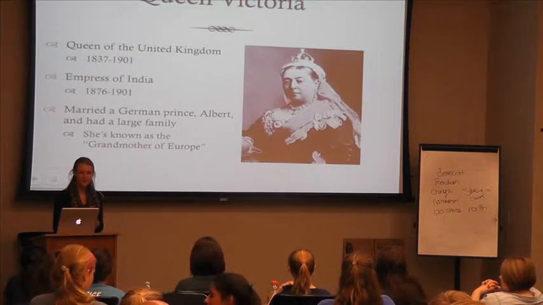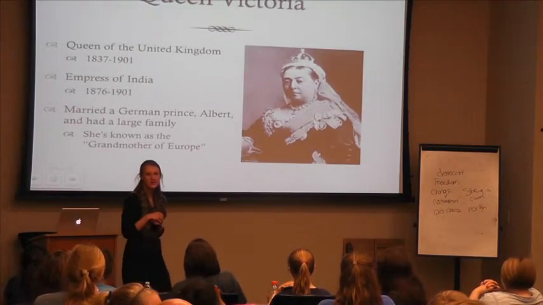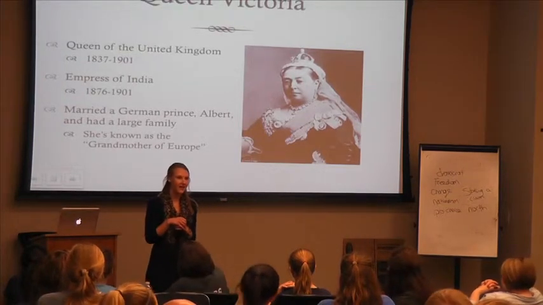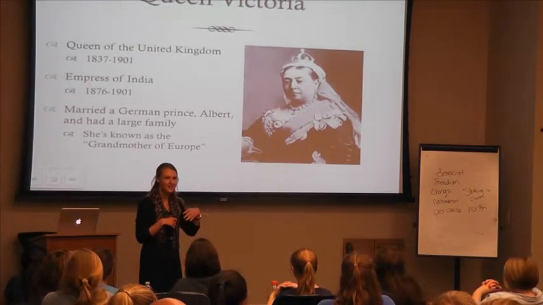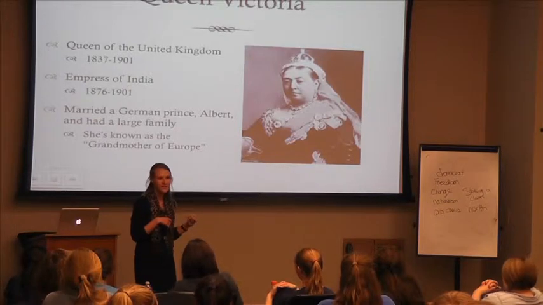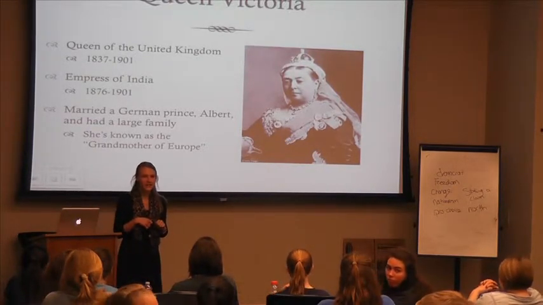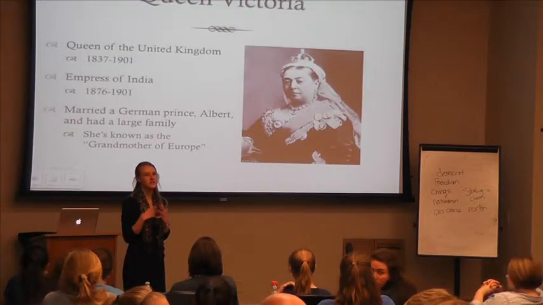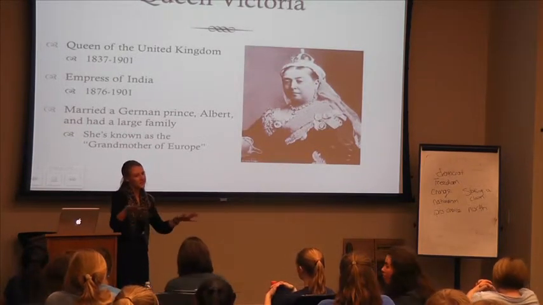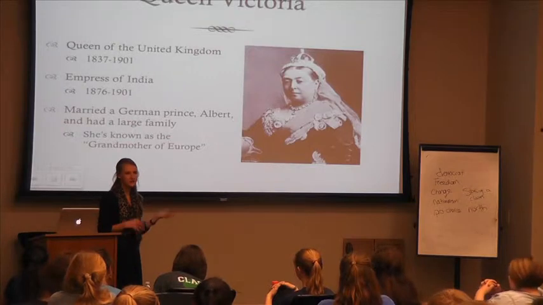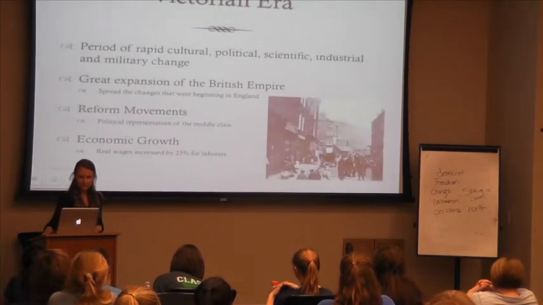And she was also married to a German prince who was her first cousin, Albert. They had tons of kids and tons of grandkids. And she was known as the grandmother of Europe because all of her kids and grandkids ascended the thrones in other places.